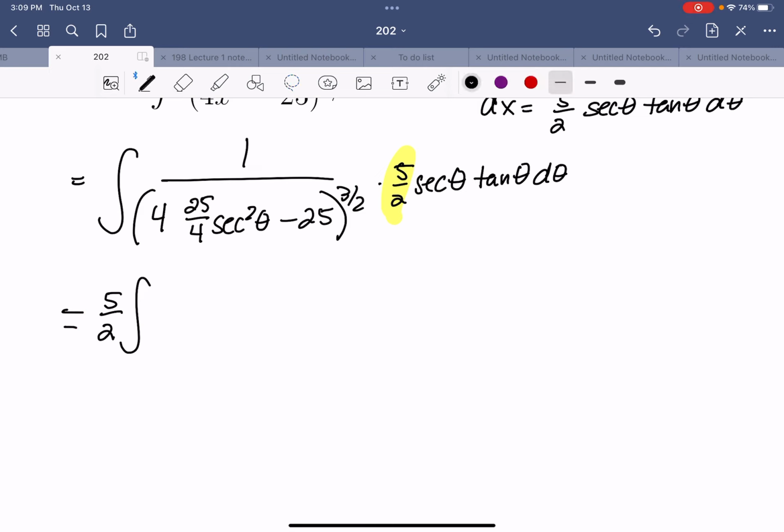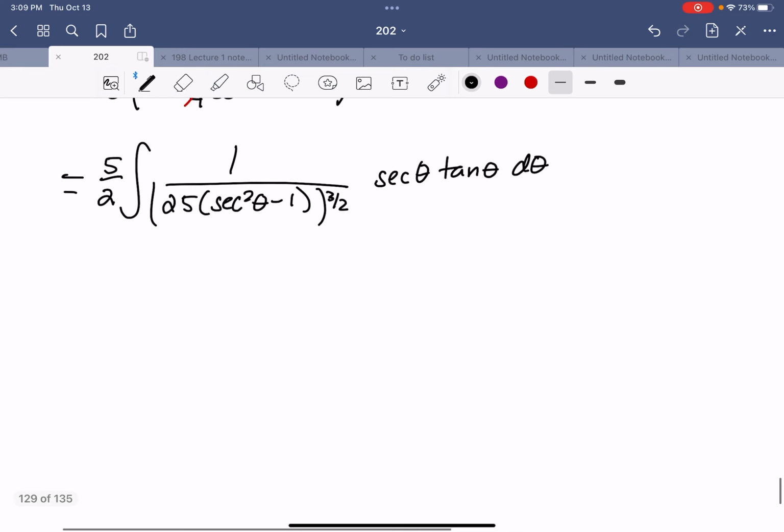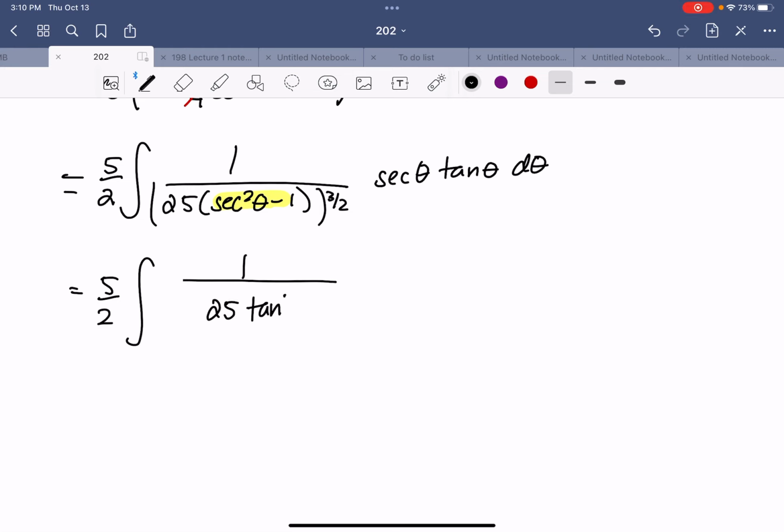Okay. Then my 4s, you can see, are going to cancel. And I'm going to bring the 25 factored out from secant squared theta minus 1. All of that is still to the 3 halves power. And I've got a secant theta tangent theta sitting over here. Okay, from this point, I'm going to take the secant squared theta minus 1, and I'm going to sub in using my identities to get 25 tangent squared theta to the 3 halves. And I still have secant theta tangent theta over here.